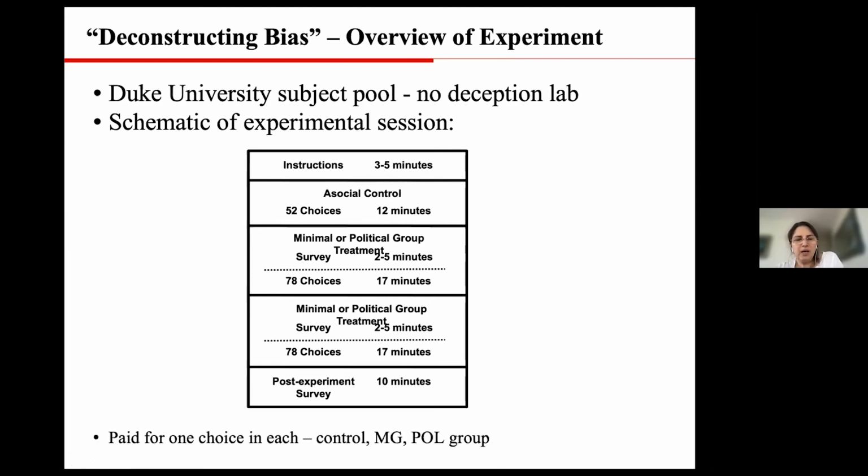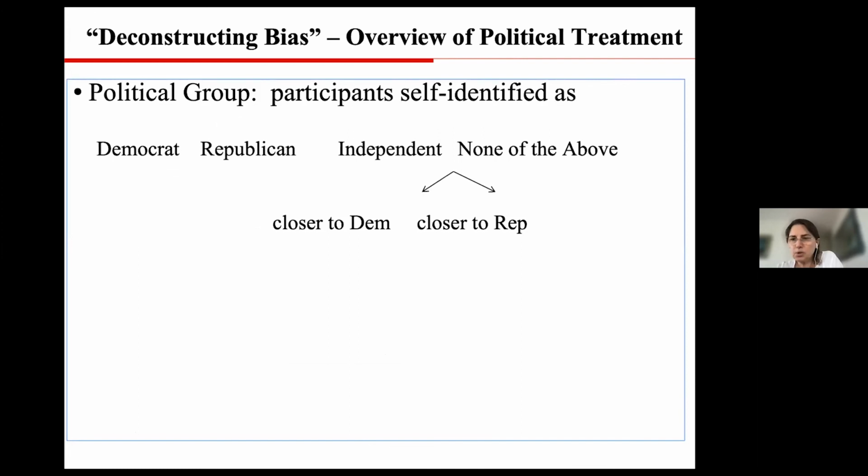And people were paid for one choice in each setting: control, minimal group, or political group. So the political group requires a bit more elaboration because this is the main experimental manipulation. For the political group treatment, participants self-identified as either Democrat, Republican, Independent, or none of the above, which of course are these American political categories.